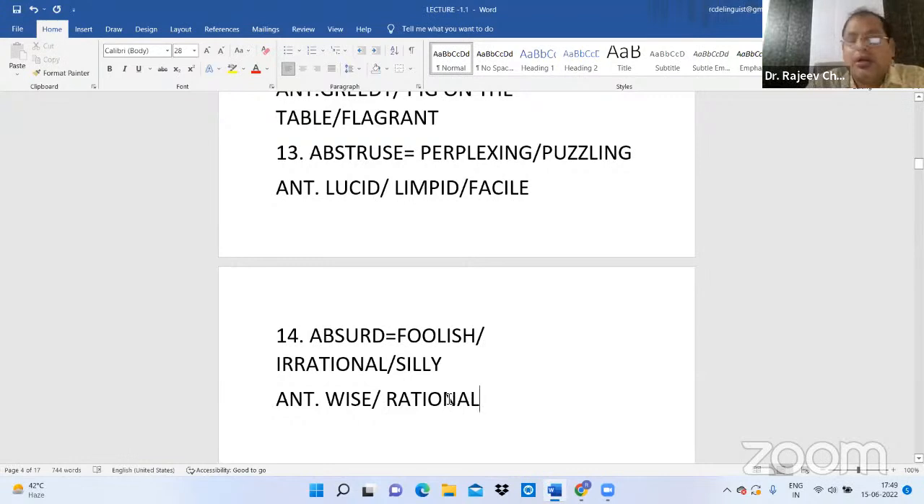So, we were talking about wise and rational things. And we have done 15 words, starting from A on antonyms. You might be observing antonym and synonym words starting from A. Okay, so another word is abundance.